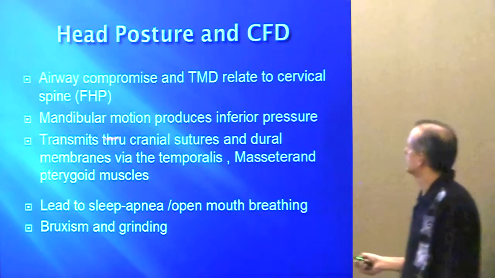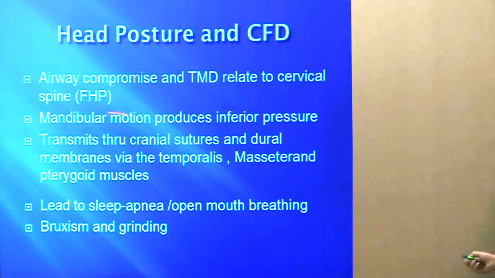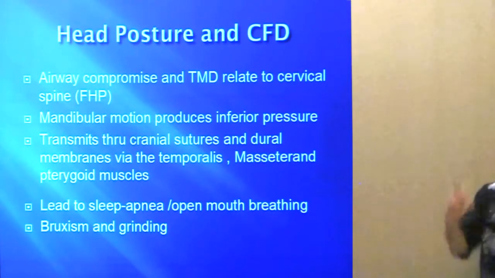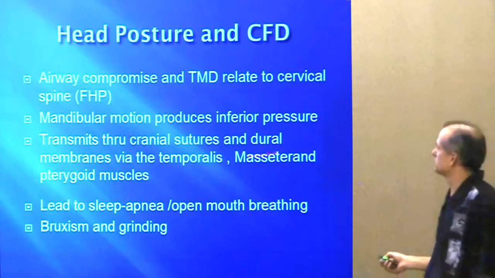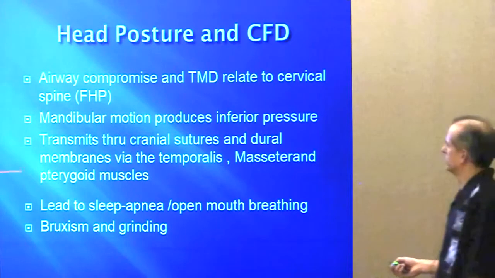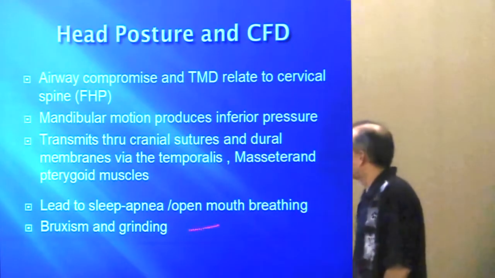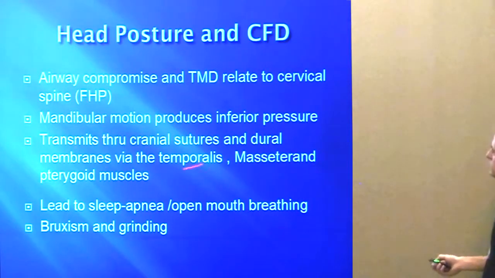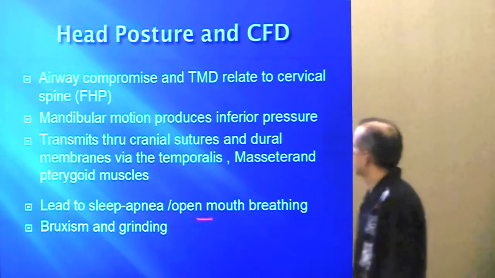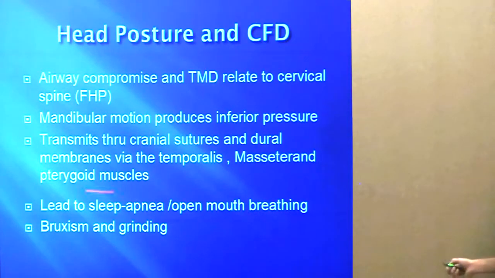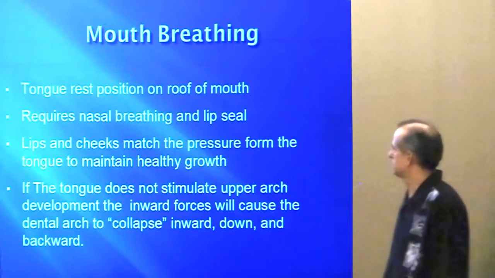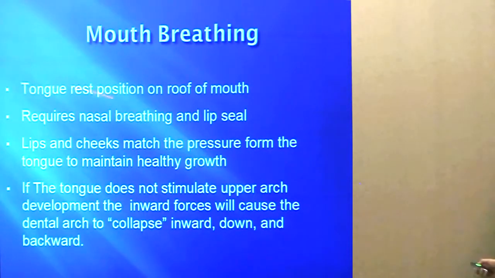So when you look at this, the mandibular motion produces inferior pressure. So how does it do that? Because of the muscles and the way they pull. So everything pulls down, transmitted through the cranial sutures and the dural membranes via the temporalis, masseter and the pterygoid muscles, which is part of this collapse. This is where the muscles start distorting or changing the system. So it leads to sleep apnea, the open mouth breathing, and then you get into the bruxing and grinding as part of the adaptation because the body's out of balance.